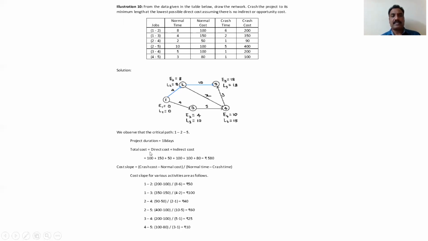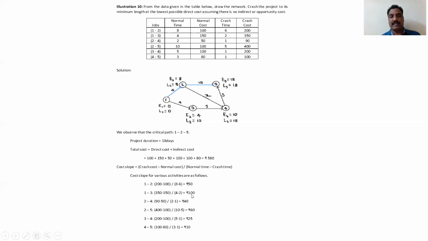Total cost is given. First you have to calculate the total cost. By using the normal cost, we calculate the total cost. That is the sum of the normal costs: 100 plus 150 plus 50 plus 100 plus 100 plus 80, that is equal to 580 rupees. Then the next step, you calculate the cost slopes by using crash cost minus normal cost by normal time minus crash time, for all the activities: 1 to 2, 1 to 3, 2 to 4, 2 to 5, 3 to 4, 4 to 5. You'll get these values.